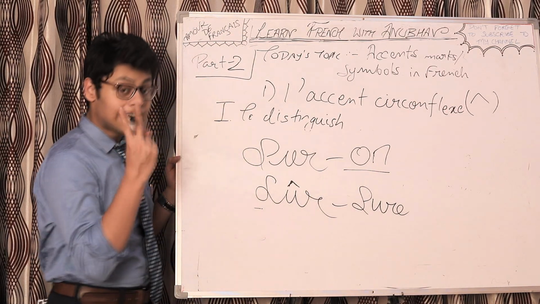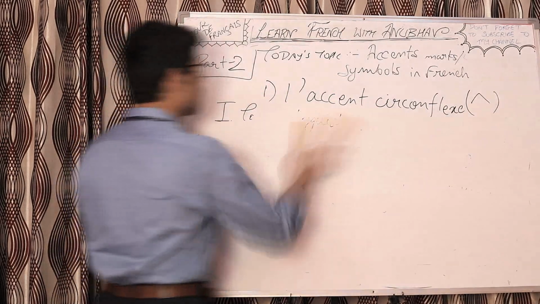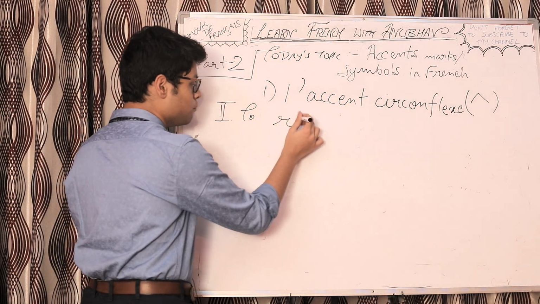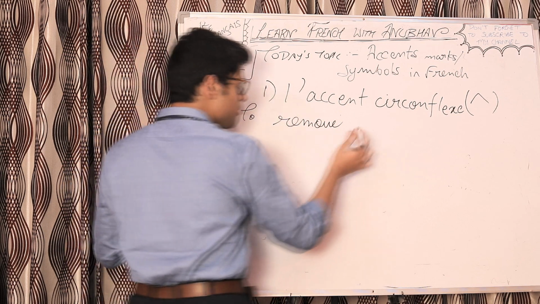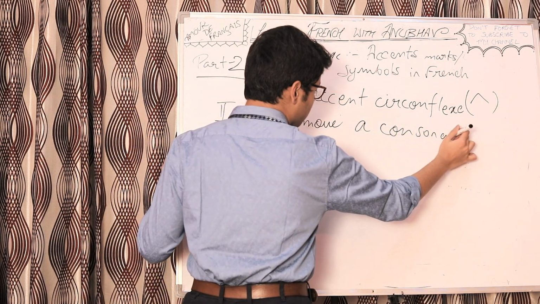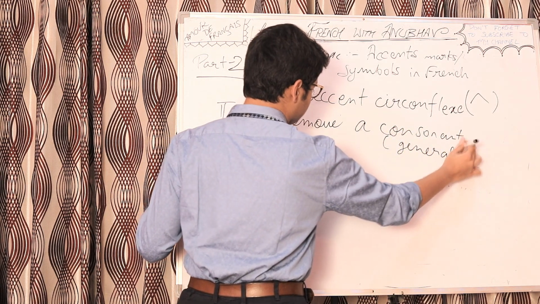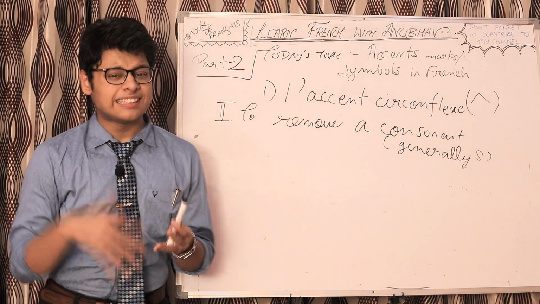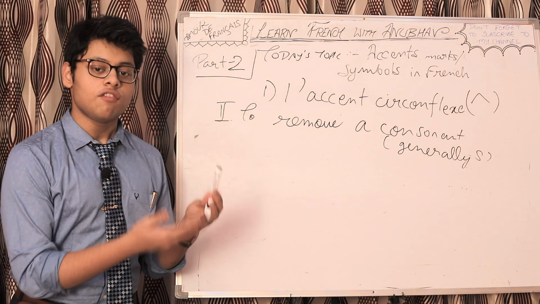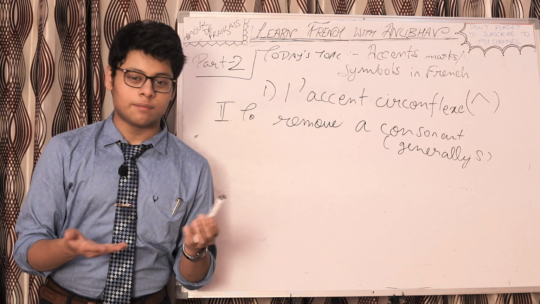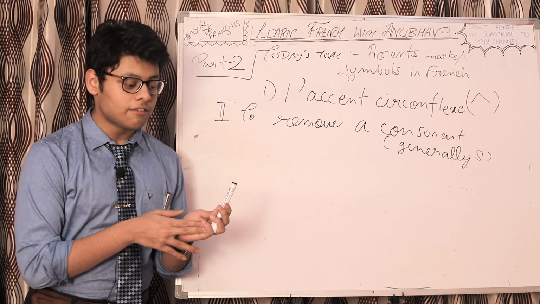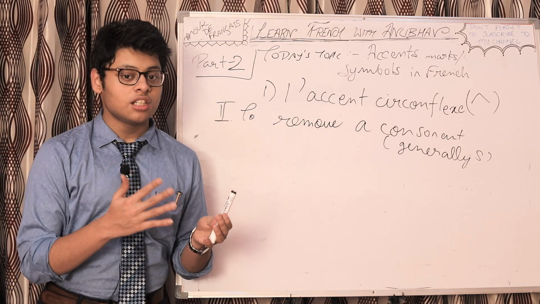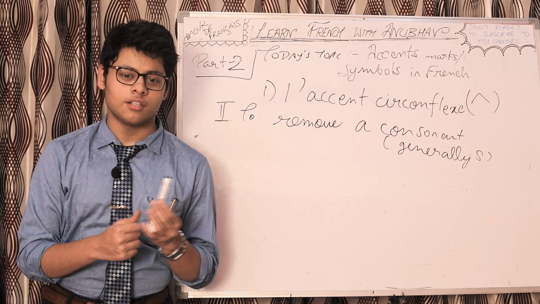Now it's time to move towards the second purpose. The second purpose is to remove a consonant, generally S. In the French language, there are several words which are adapted or taken from the English language, like forest, hospital, etc. So these words, when they were taken, once there was a time when S used to be pronounced, but as the time passed, the French started neglecting the pronunciation of S in the middle of the word.